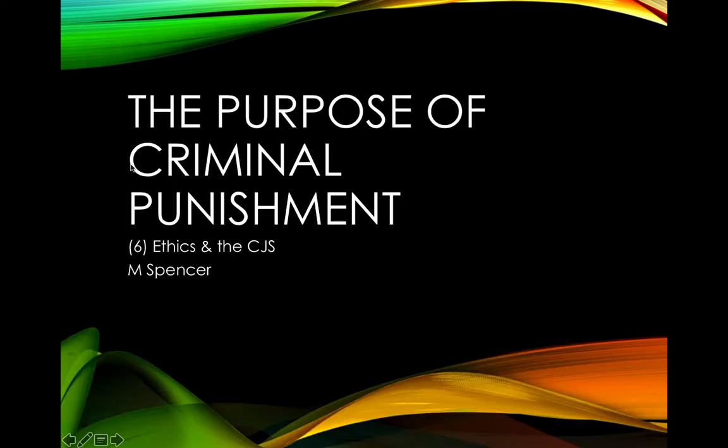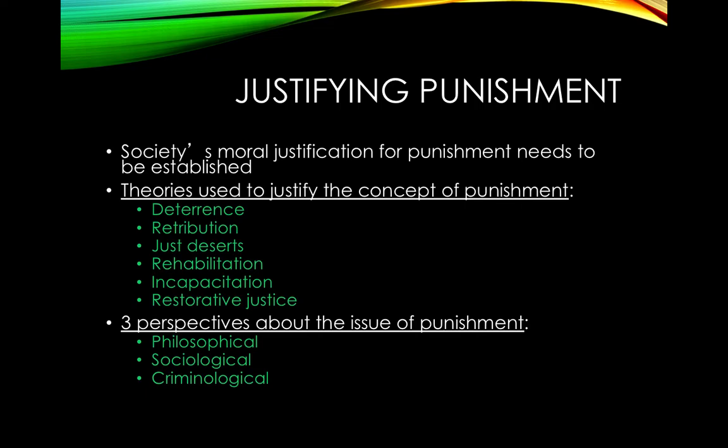Okay, in today's chapter, we're going to talk about the purpose of criminal punishment and ethical issues that may arise related to that. So, we usually use several different theories to think about or justify why we punish people. We can punish them for deterrence, retribution, just desserts, rehabilitation, incapacitation, and a newer philosophy, restorative justice.